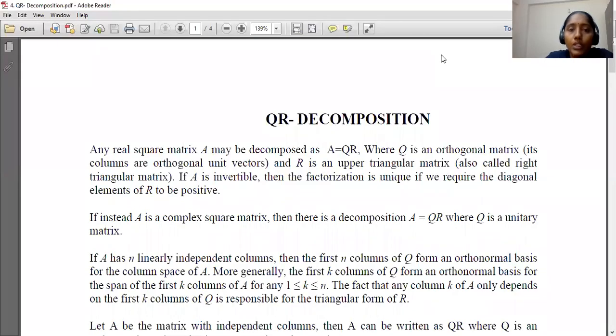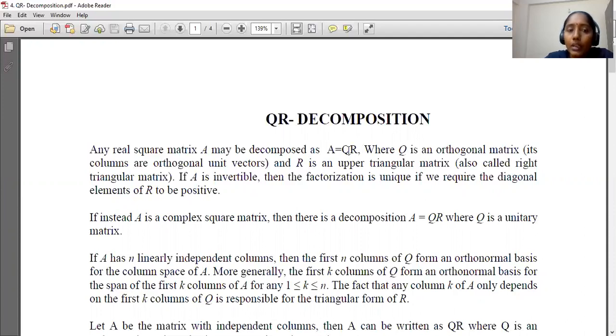Hi everyone. Today we discuss another decomposition, that is QR decomposition. Q means an orthogonal transformation. R means upper triangular transformation. Not only a square matrix, any matrix A can be decomposed as a product of an orthogonal matrix and an upper triangular matrix. That we can denote as A equals QR, where Q is an orthogonal matrix, R is an upper triangular matrix.